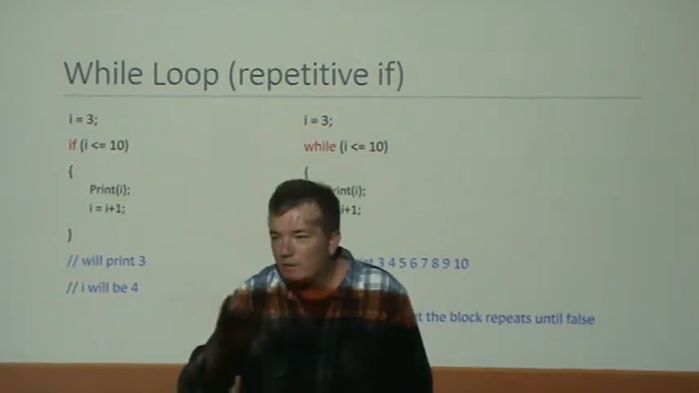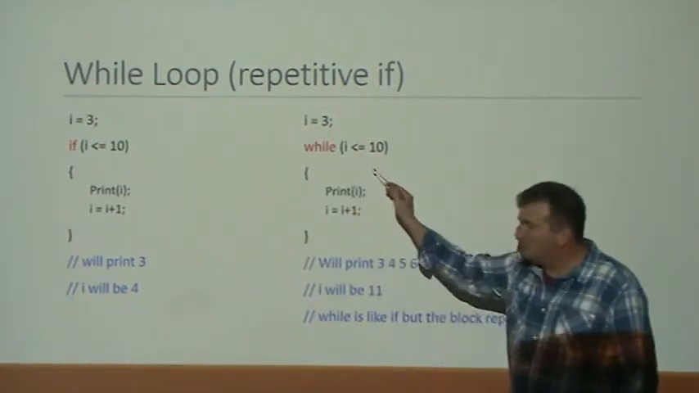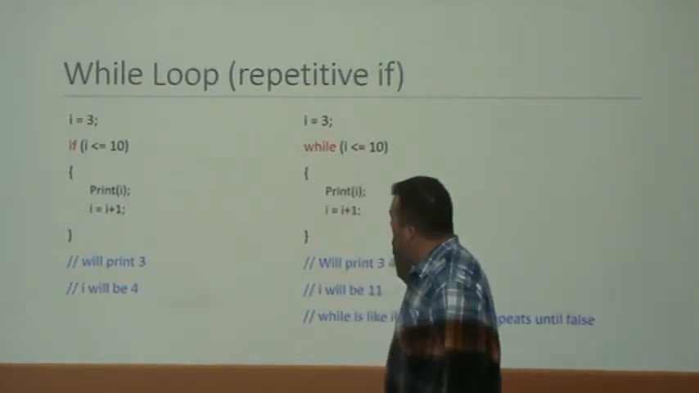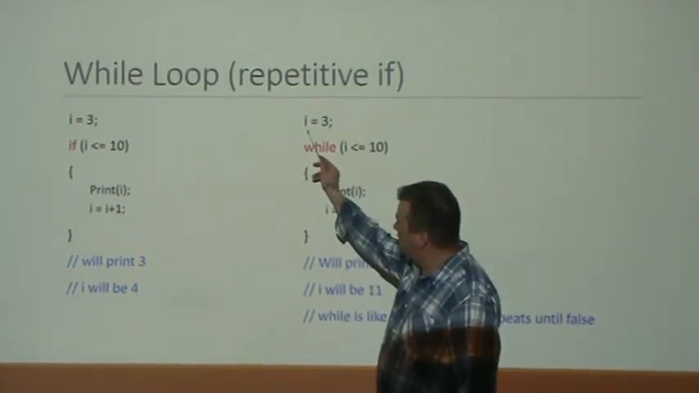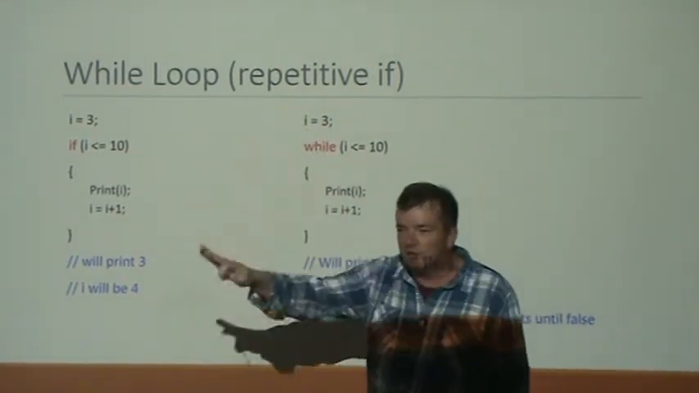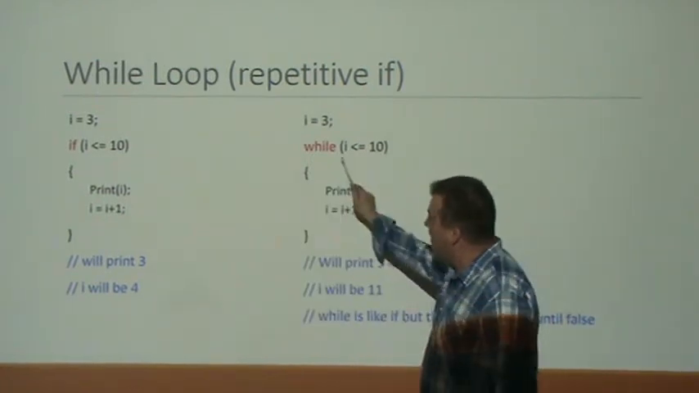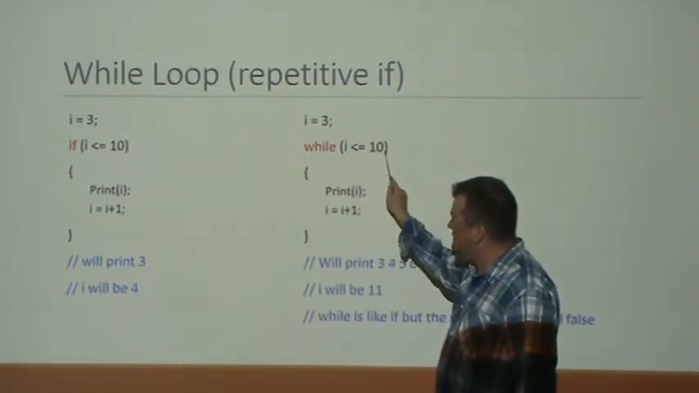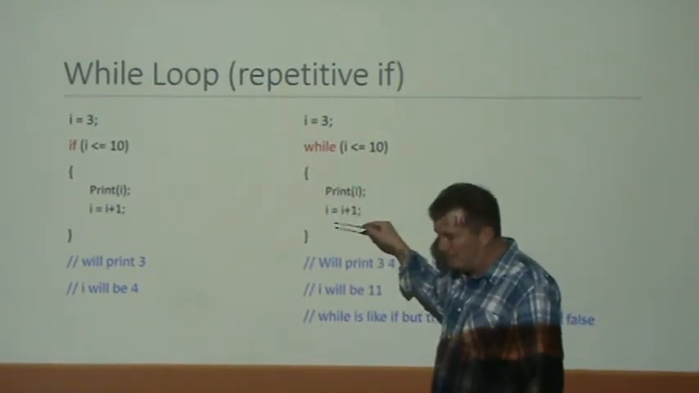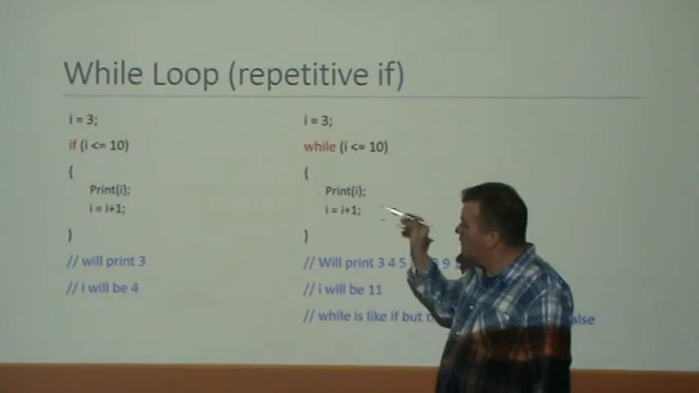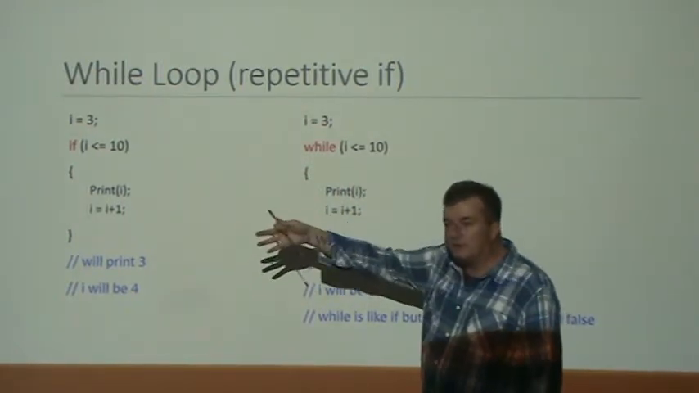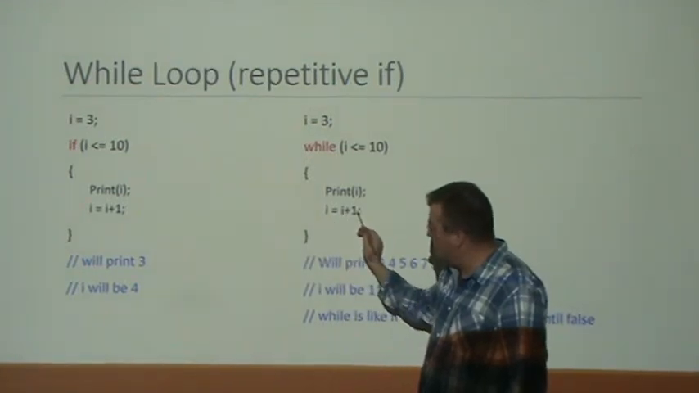If we remove the word if and put in the word while, what have we done? Well, here, I equals 3, and then we say while, keep repeating while this statement is true. While the statement I is less than 10 is true, run this repetitively. So what would we do? We would now say print I, which would print out a 3, and then I would become 4.